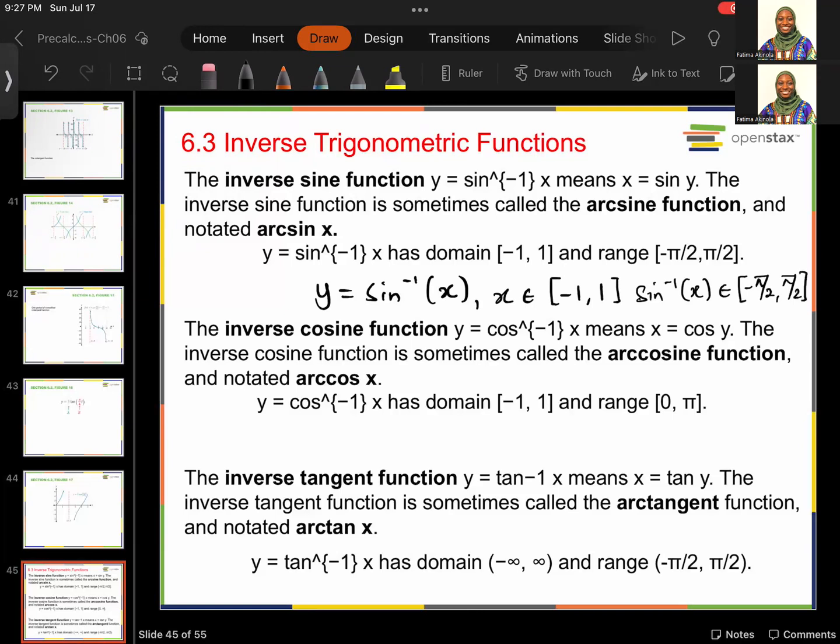The one for cosine is cosine inverse, and x is from -1 to 1, but in this case it has a range of 0 to pi. So this cannot have negative values. A cosine inverse can never have a negative value. That's just what this is saying. It ranges from 0 to pi.